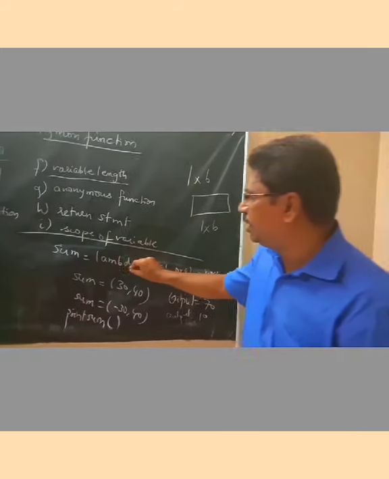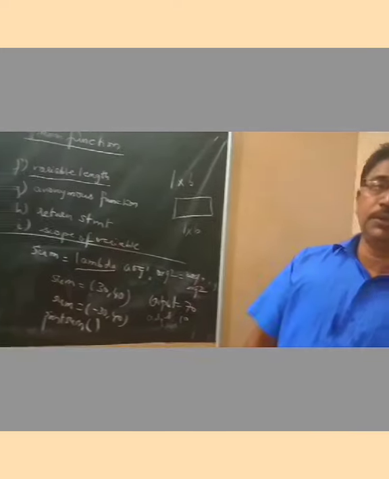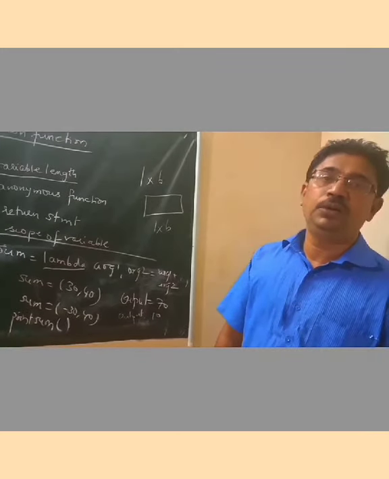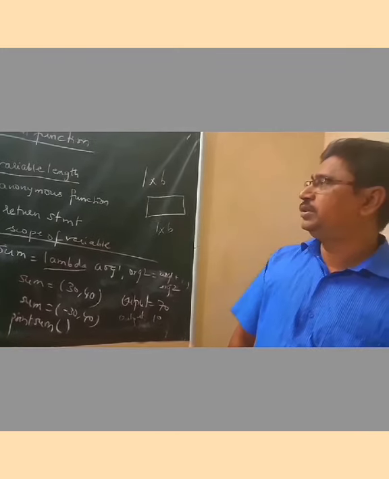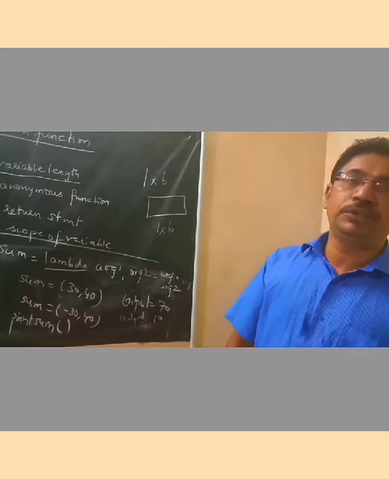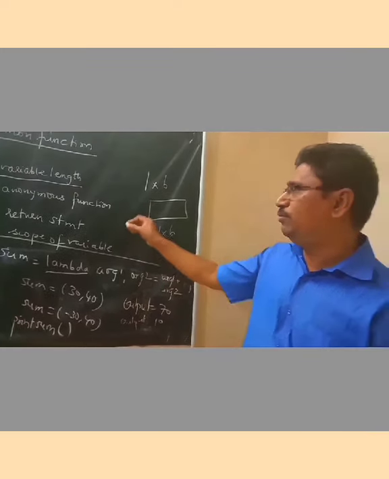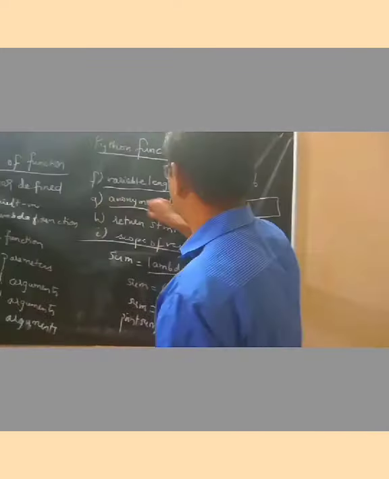So here lambda is a function. This function is an anonymous function without any name. Anonymous functions are called lambda functions in Python. This is an example for an anonymous function.